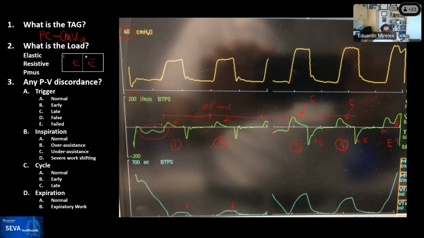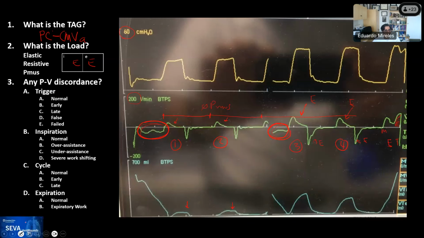Yeah. Now, when you see these things here that I'm circling now, what does that highlight for you, team? So I see a failed trigger. Think a little bit more. Remember, the flow is moving away from the baseline. So usually when the patient tries to take a breath, you would expect this to cross the baseline and move up. Let me erase this because there's a lot of stuff there.